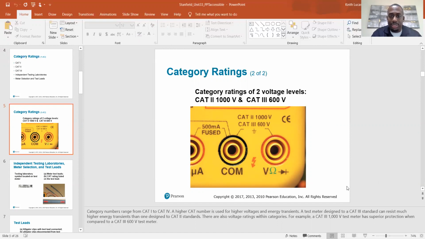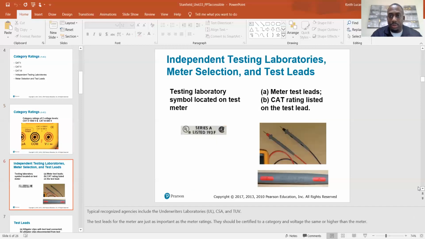You can see on this example here, they have two ways you can hook it up. So your common is your common, but you can hook up for a CAT 2 or a CAT 3. Oh, I'm sorry, no. Over here, you can hook up here for CAT 2 or here for CAT 3. Mine's just a CAT 3 all the time.